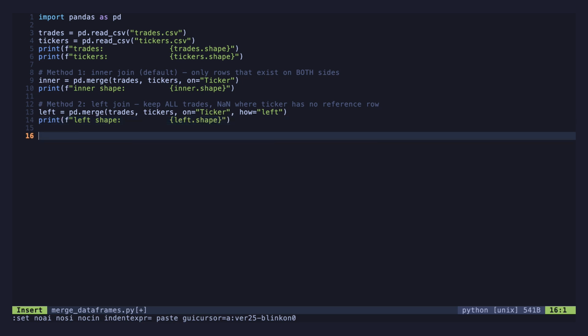In this dataset, trades.ticker is a subset of tickers.ticker, so left and inner are the same 8 rows. Real data is messier. Left protects you from silently losing trades.